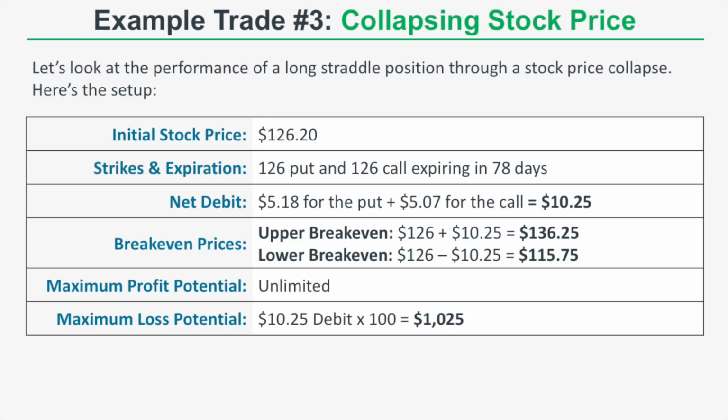Alright, so in this final example, we're going to look at a collapsing stock price after a long straddle position is initiated. And obviously that should be a good thing for a long straddle position because when you buy a straddle, you need a large stock price movement in either direction.